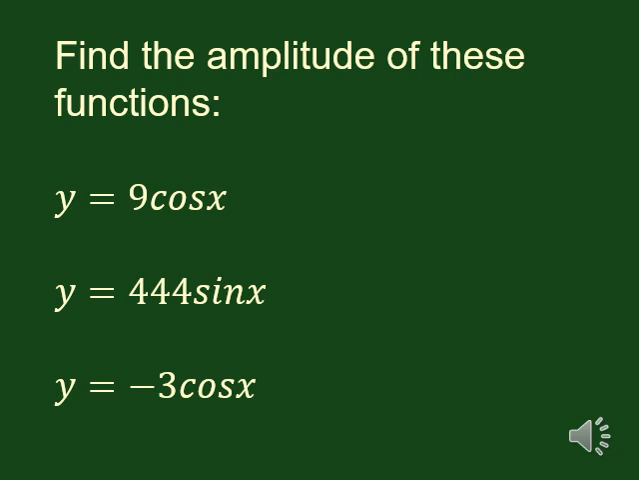So here's three trig functions. See if you can think of what the amplitude of these would be. And of course, all you do is look at the beginning. So the amplitude of 9 cosine x is 9. The amplitude of 444 sine x is 444. And since it's absolute value, the amplitude of -3 cosine x will be 3.